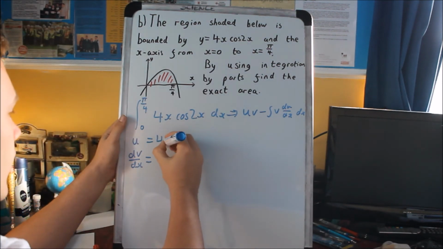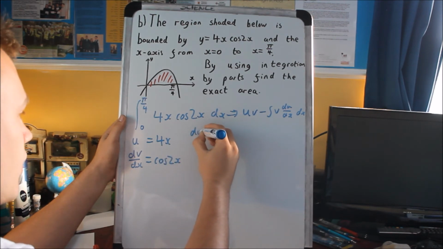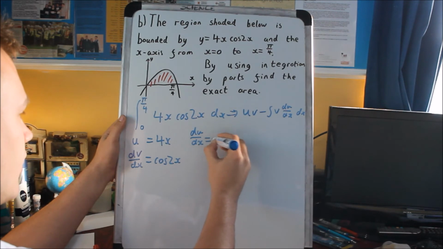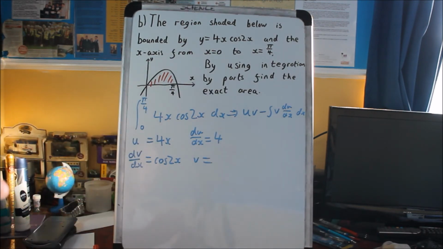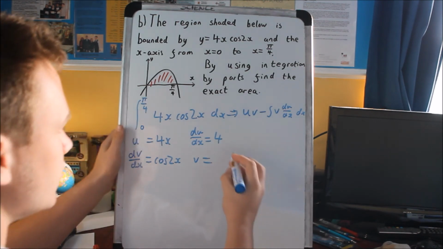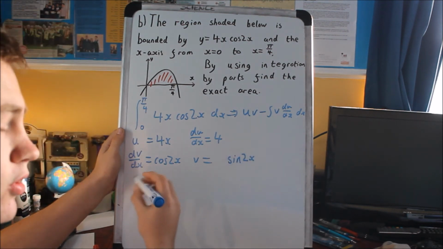So our u is going to be 4x. Our dv dx is going to be cos 2x. So we differentiate this one, just like we did in part A. This gets 4, but this time, rather than differentiating the cos 2x, we've got to integrate it. Now if you integrate cos, you can either know what you get, or you can think, well, what would I have to differentiate to get to cos 2x? Now if you differentiate sin x, you get cos x. So if you differentiated sin 2x, you'd get 2 cos 2x.